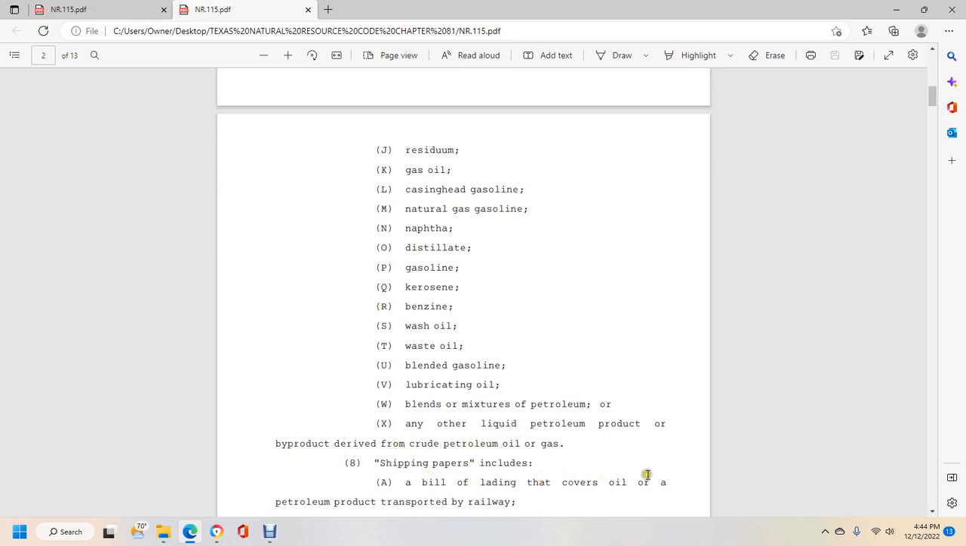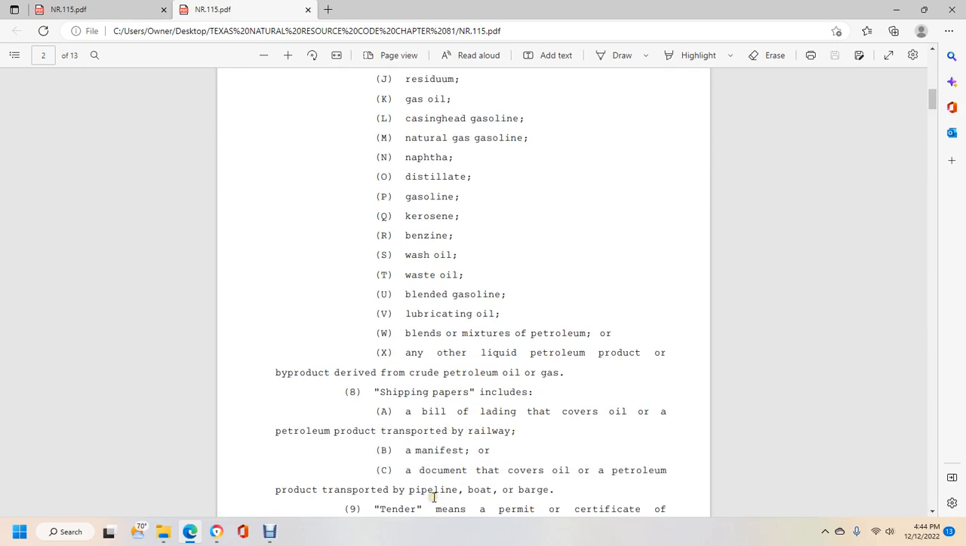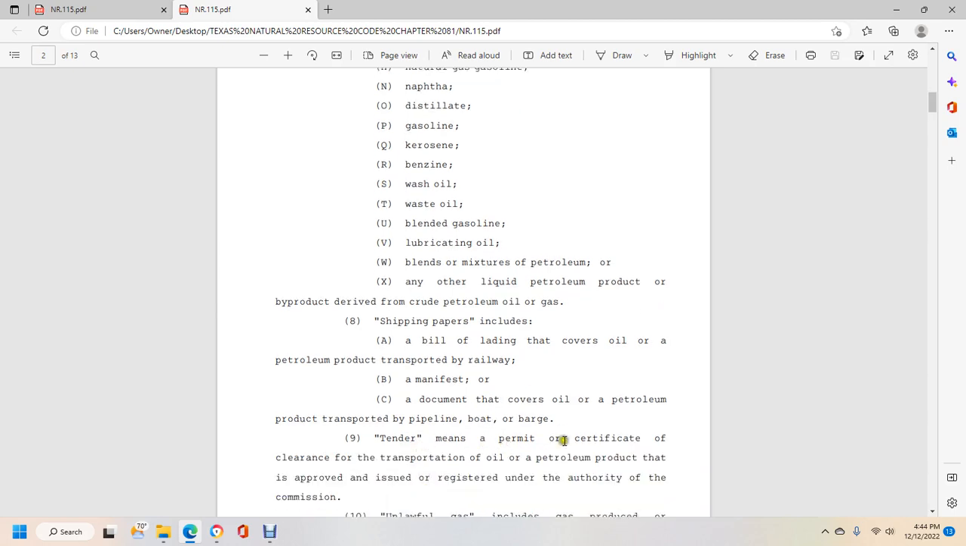Shipping paper includes a bill of lading that covers oil or petroleum product transported by railway, a manifest, or a document that covers oil or petroleum product transported over a pipeline or boat. Tender means a permit or certificate for the transportation of oil or a petroleum product, approved and issued or registered under the authority of the commission.